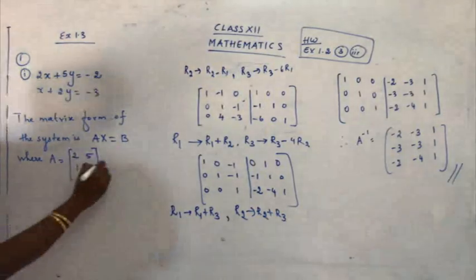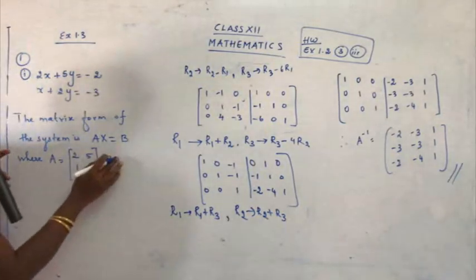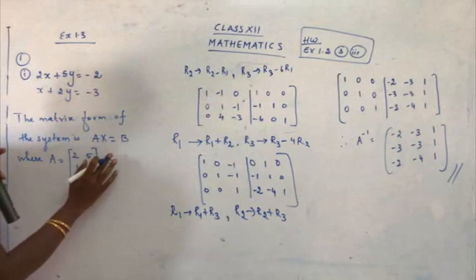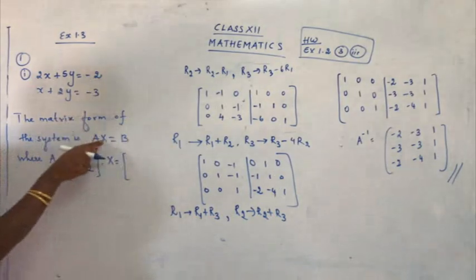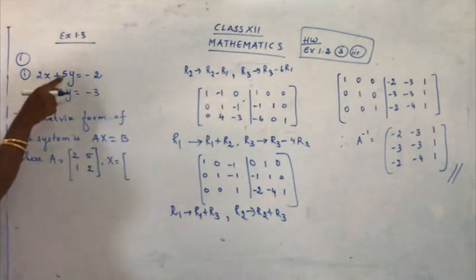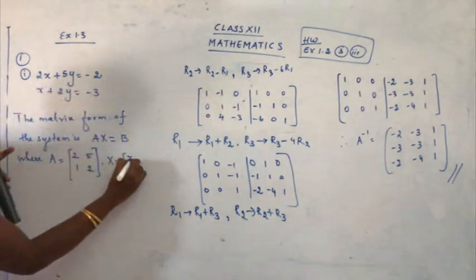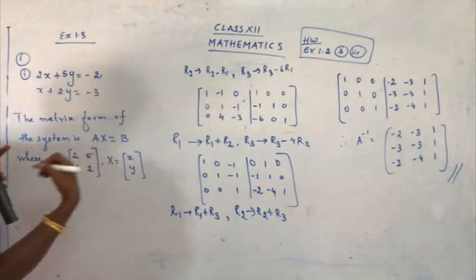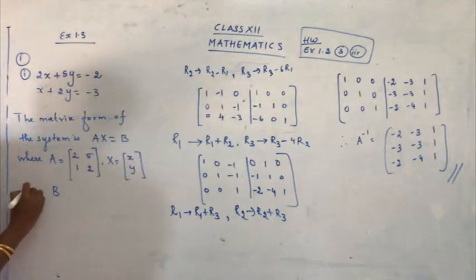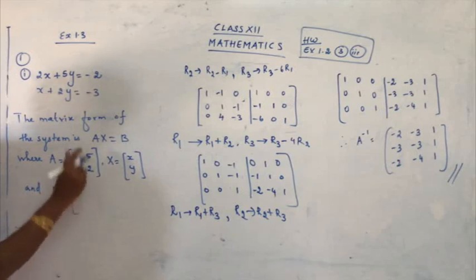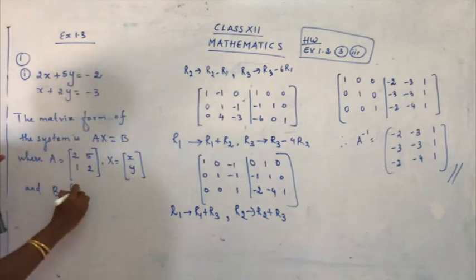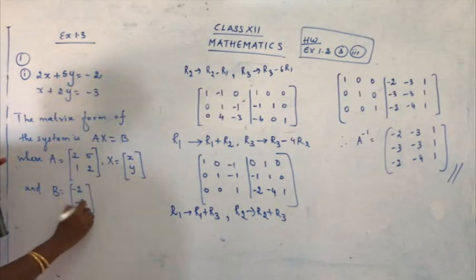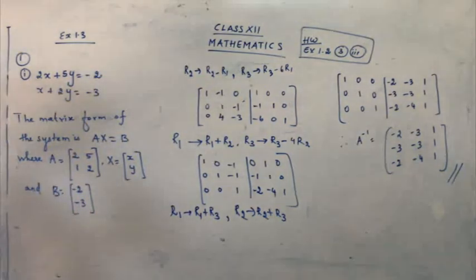What's the value for B? Before going to B, I'll take the x value, okay? So x is equal to, what are the variables used, children? I have x and y. So just mention x, y here. And B is the answer part, the RHS part. What are the numbers on the RHS? Minus 2, minus 3. So we have completed the first step.